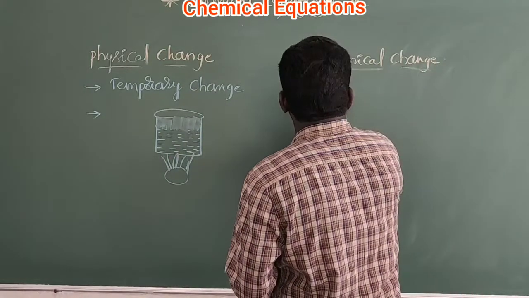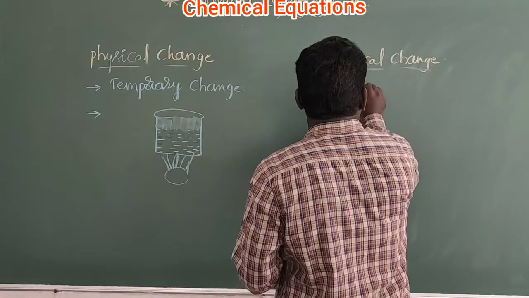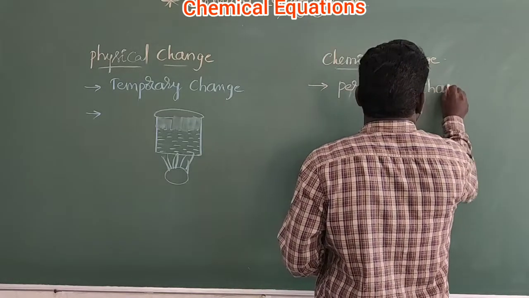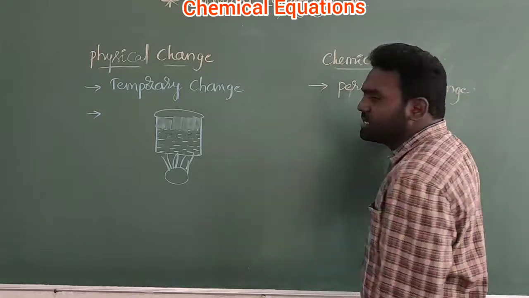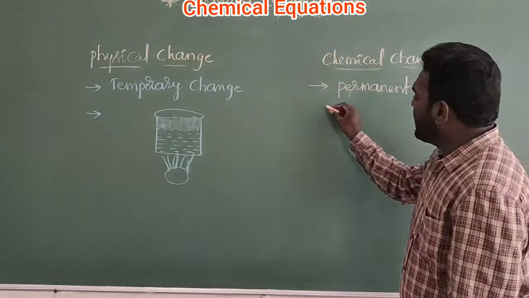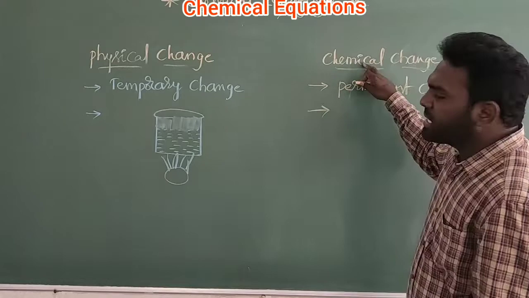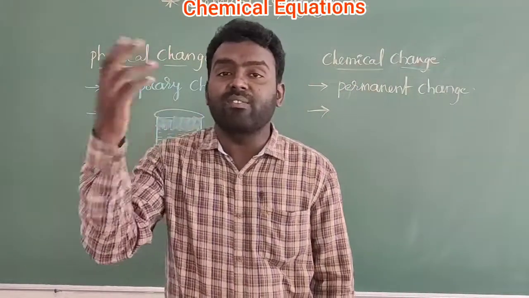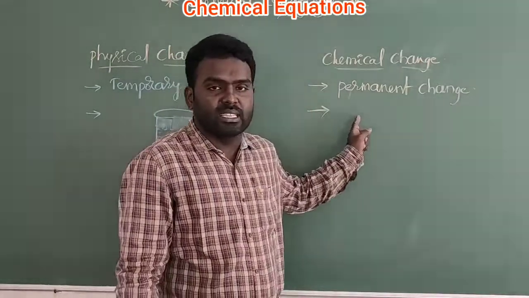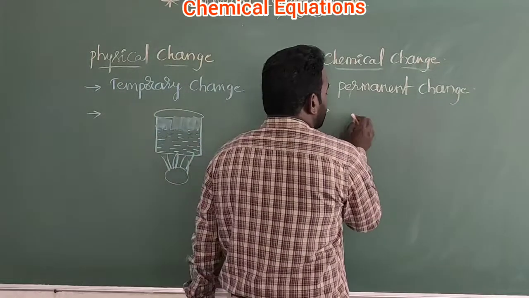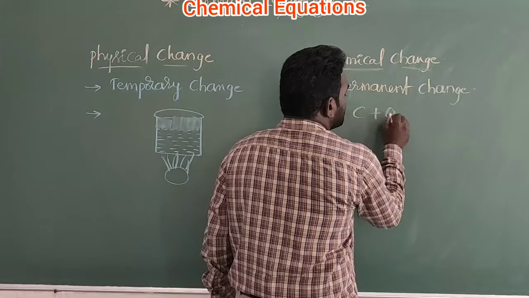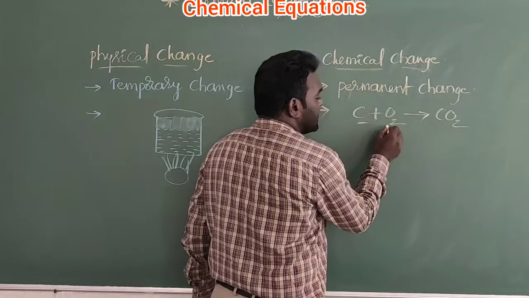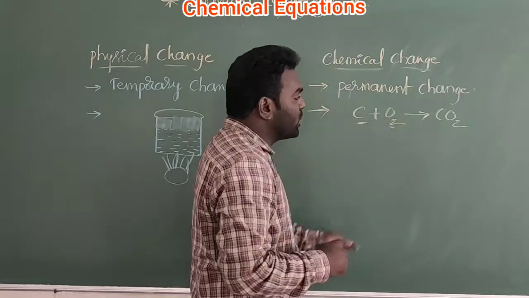Chemical change means it is a permanent change. Permanent change means initially we take one substance, and after completing the reaction we get a different substance. Suppose I write here: carbon burns in the presence of oxygen to produce carbon dioxide.